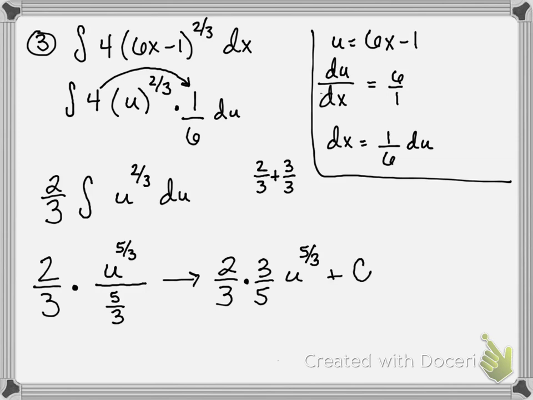Now look, your 3's cancel. And this leaves you with a pretty nice answer, actually, of 2/5 parentheses, whatever u was, to the 5/3 plus c. So I'm just going to go back up into my original u statement. U was 6x minus 1, so that goes there.